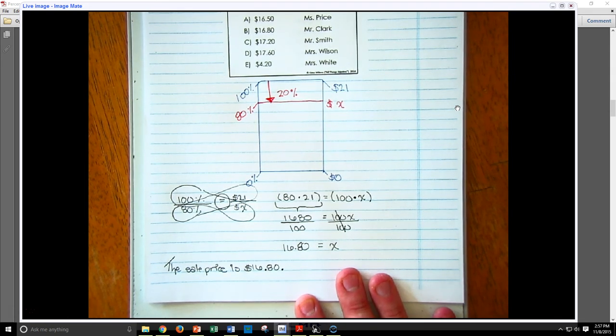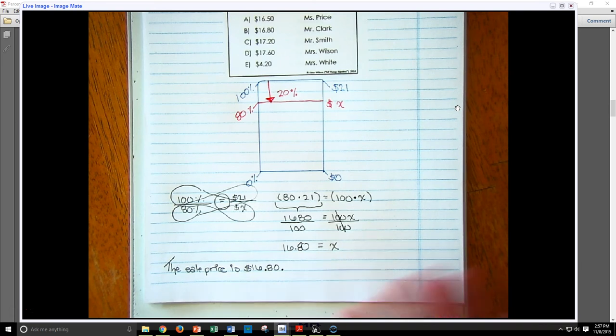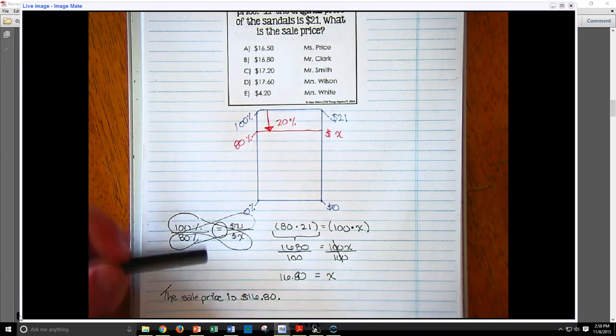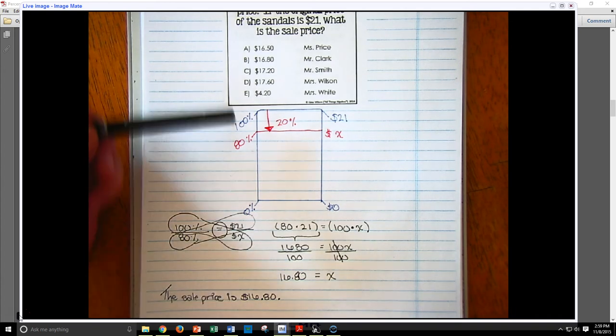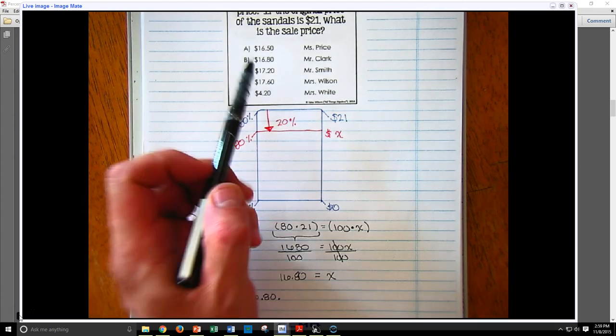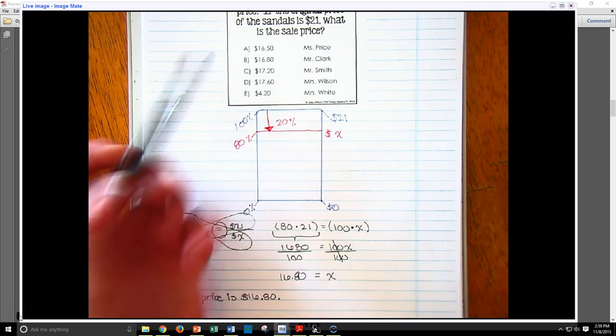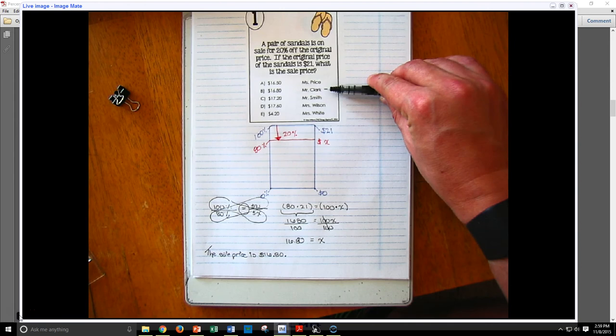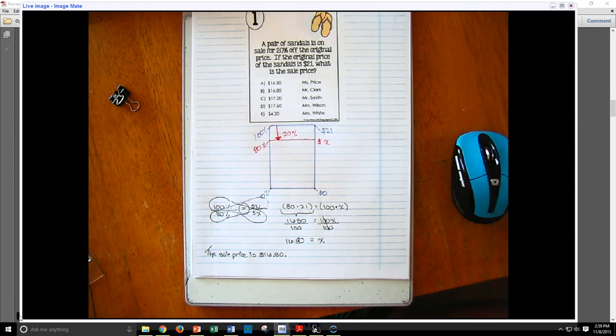So there's the first problem. If you have any questions, please pause the video and raise your hand. If not, we'll go ahead and move on to the next question. Looking back at our choices, we see that $16.80 happens here at choice B. So when we start putting together our little story, we know that for problem number 1, we're going to have Miss Clark, which is associated with the right answer, 16.80, to be filled into this answer sheet.